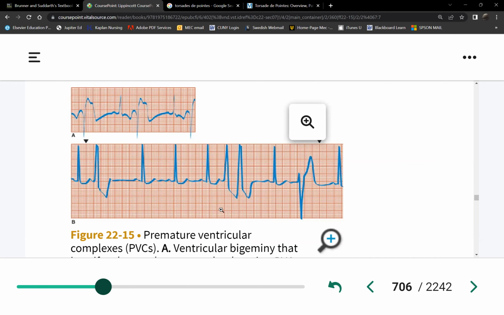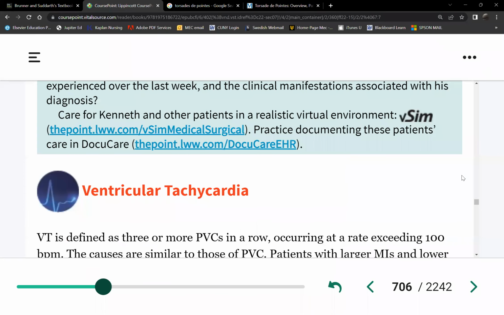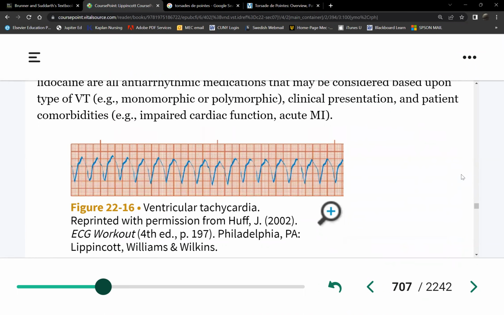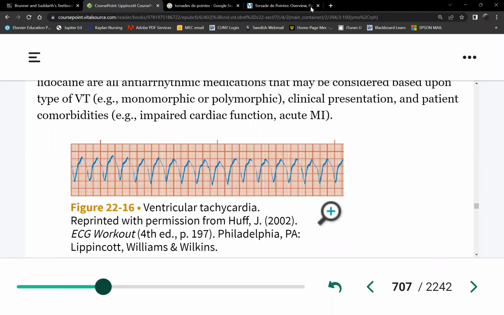Polymorphic? No, polymorphic is this. But it's more than one. No, because this is monomorphic, right? This is VTAC though, this is not PVC. All right, don't confuse them. So this is VTAC: polymorphic VTAC, monomorphic VTAC. This is Torsade de Pointes. Don't confuse this with PVCs. These are not PVCs. This is VTAC, ventricular tachycardia.